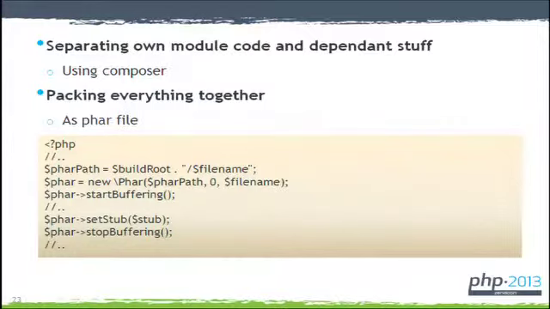So how to create a Phar file? I put in some basic information. What you usually do is you create an instance of Phar, then you have something like start buffering, stop buffering, and then you have also a stub, which will be executed when this application starts. You don't need to know how to do it, because you can just grab what I did and use it further on. This is something that you write once and forget about it.